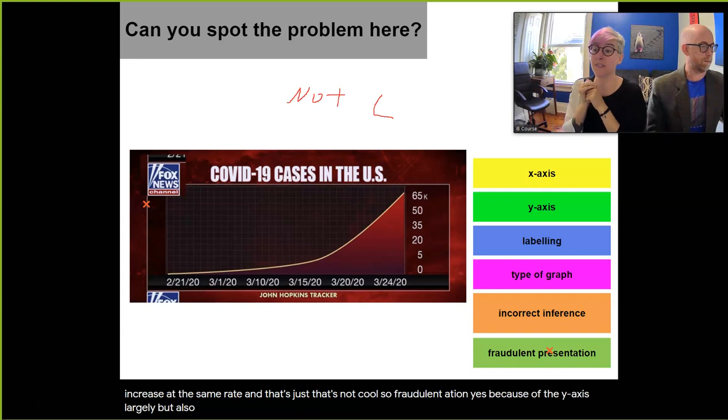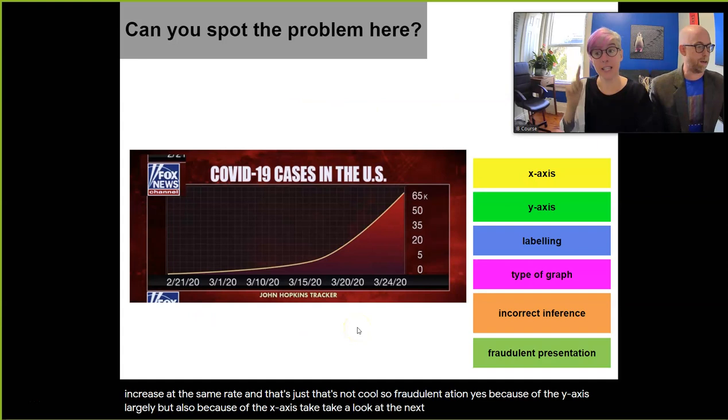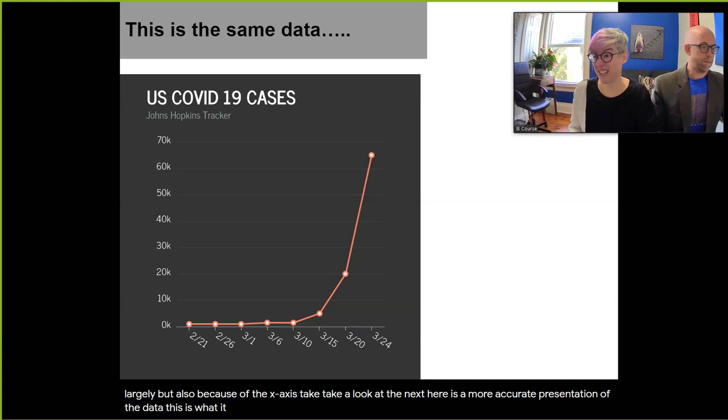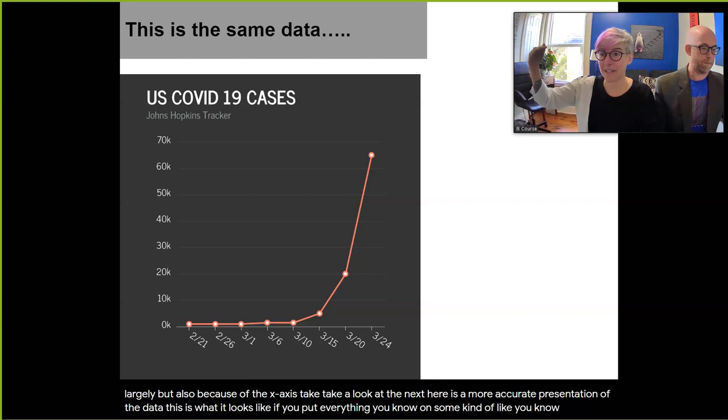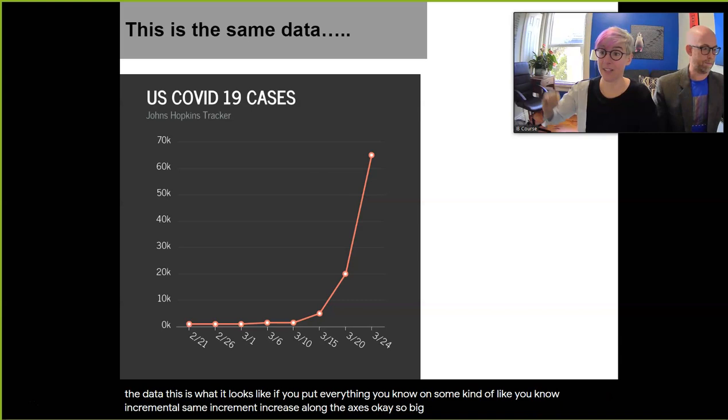Now, take a look at the next. Here is a more accurate presentation of the data. This is what it looks like if you put everything on the same increment increase along the axes. So big difference in the way that the data are presented, and the effect that that could have.